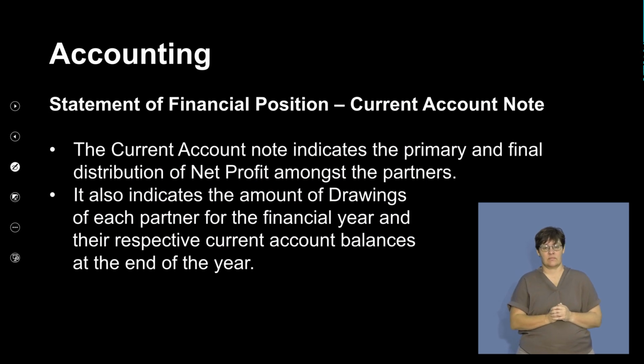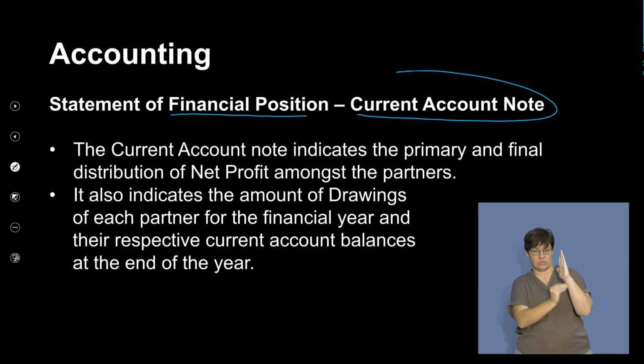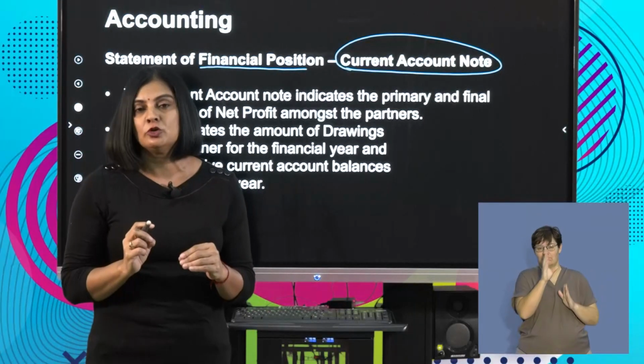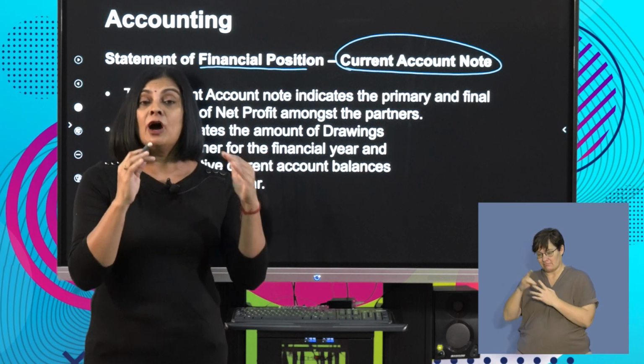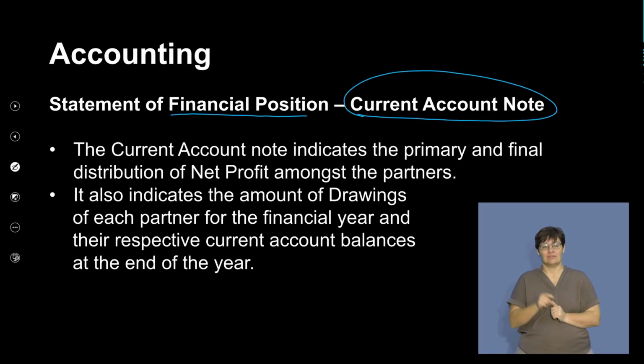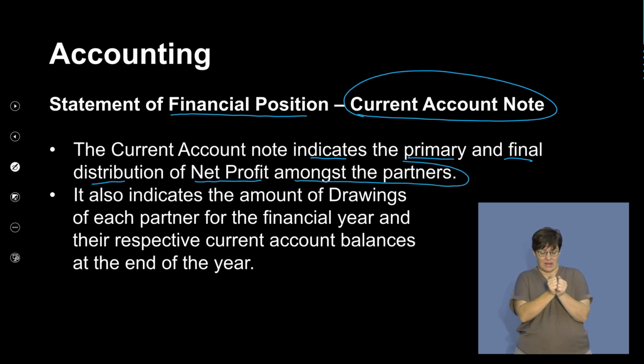So our next change in the statement of comprehensive income, statement of financial position, not comprehensive income, financial position, is the current account note. Now remember guys, while doing a sole trader, we never prepared this particular note. So obviously this is now completely different, completely new. Right, so what are we going to find in this current account note? The current account note indicates the primary and the final distribution of net profit amongst the partners.